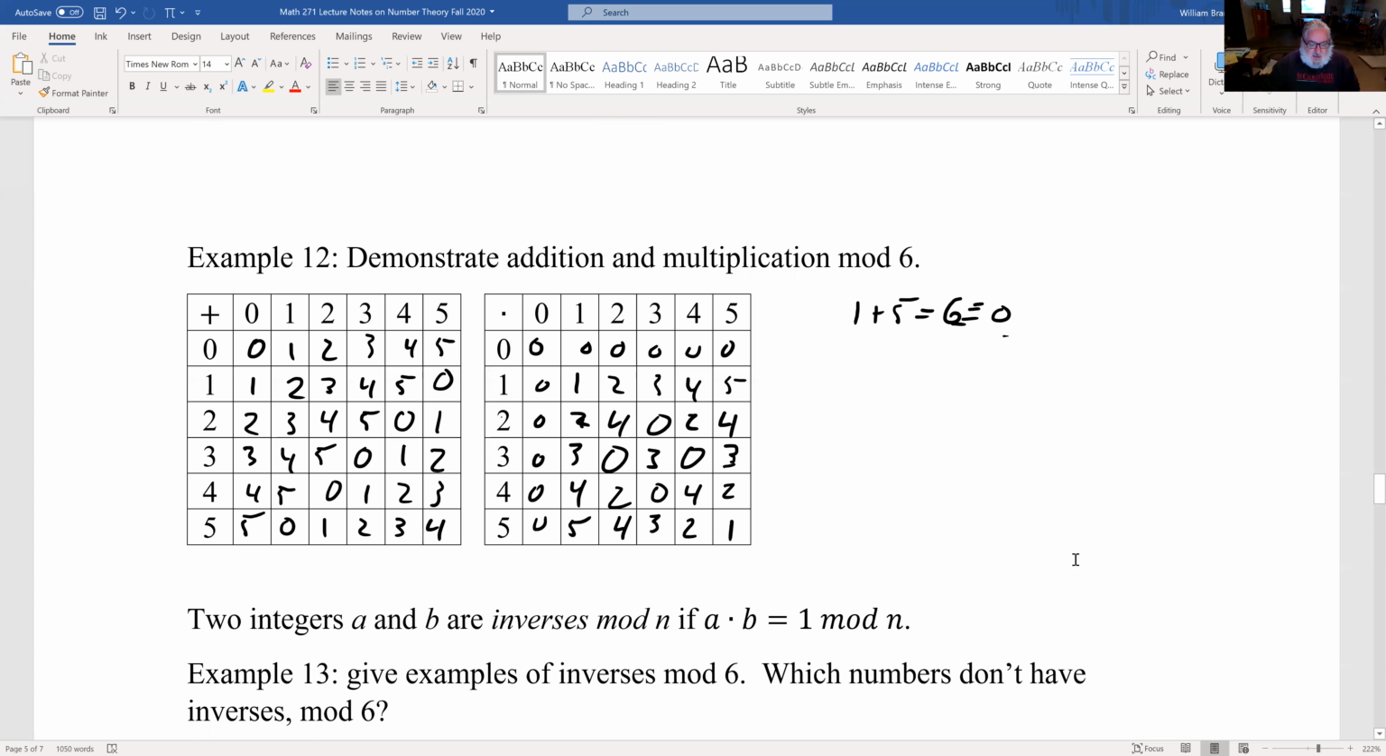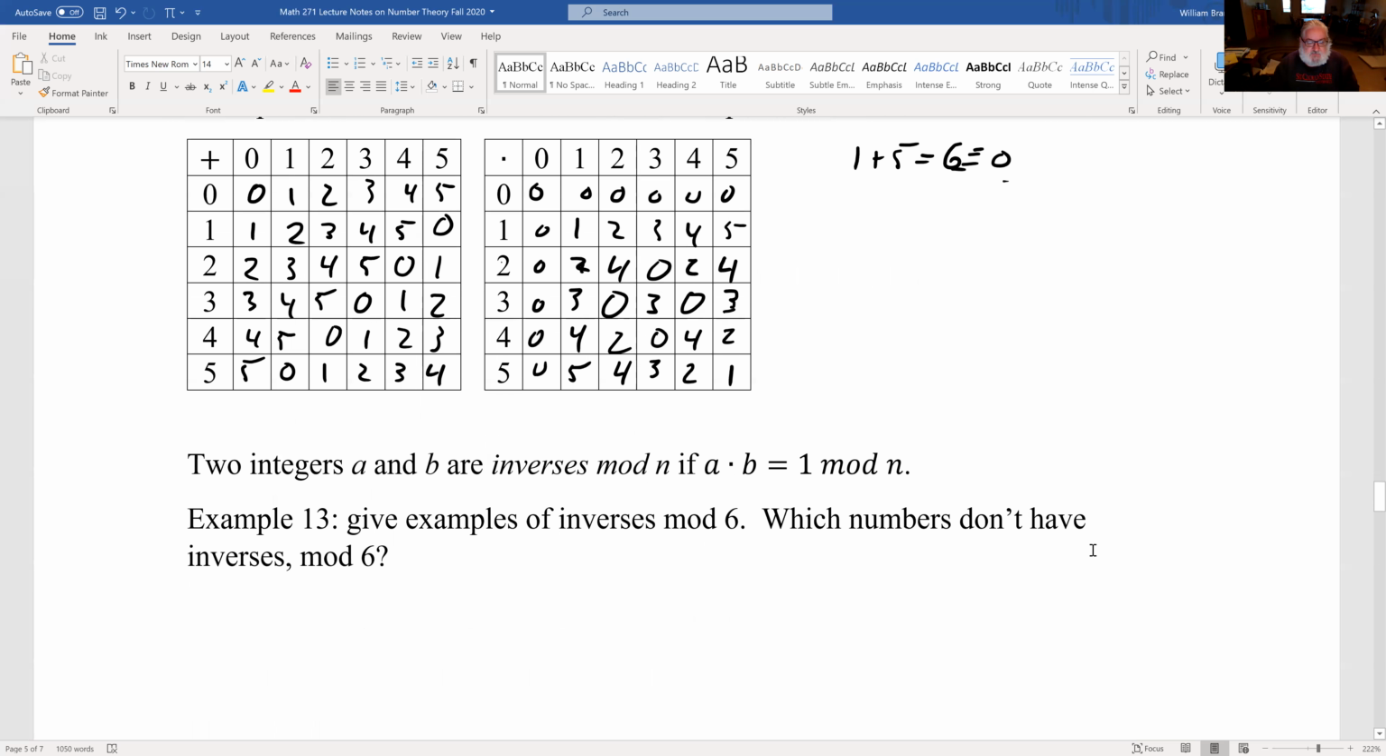And so A and B are inverses mod n if A times B equals 1 mod n. So what are the ones that have inverses mod 6? 1 times 1 equals 1, that's here. And 5 times 5 equals 1. None of the other ones, right? There's no other ones in this table. So 2, 3, and 4 do not.